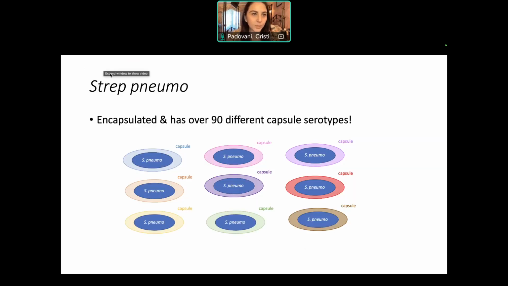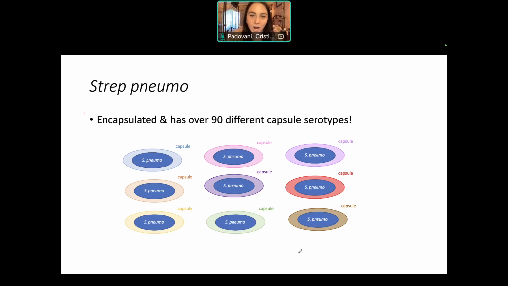Okay. Next is strep pneumo. How does strep pneumo evade the immune system? It has a capsule. So it's encapsulated, and there's over 90 different capsule serotypes, so lots of them. So if we have strep pneumo here in the dark blue, here's a light blue capsule. Here's another capsule, light orange. Here's another capsule, yellow. So you can see there's a bunch of different variants.